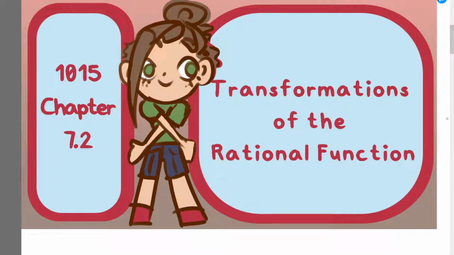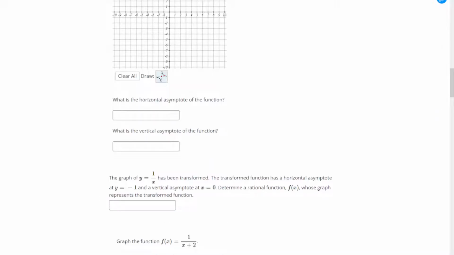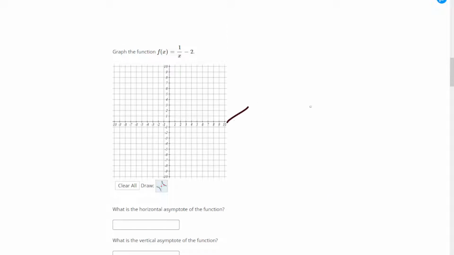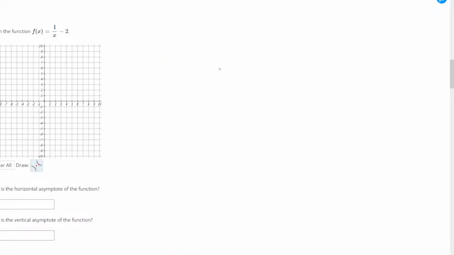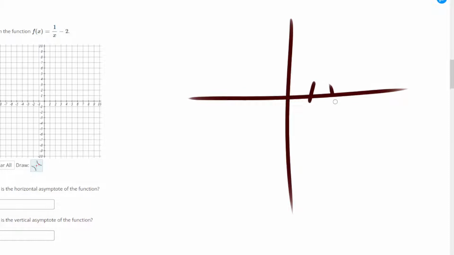Hi, so today in this video we're going to be talking about chapter 7.2, which is transformations of the rational function. Last video we talked about graphing the rational function. Now we're going to talk about how to apply those certain transformations. Now if you remember correctly, we have our graph, which is like this.